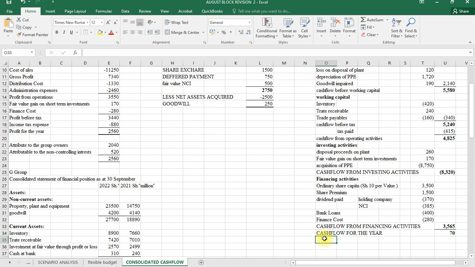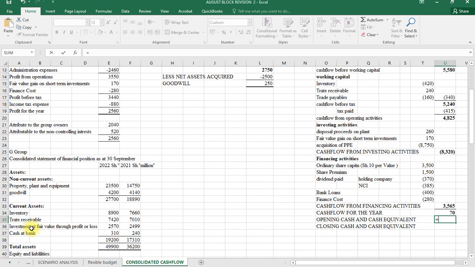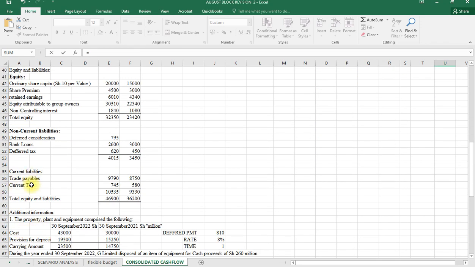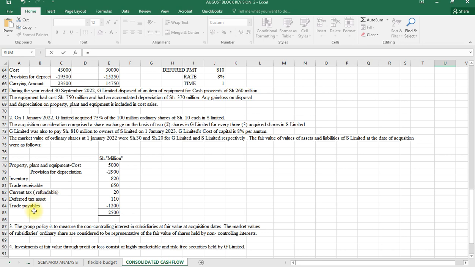Then you have opening cash and cash equivalent, and the closing cash and cash equivalent. So opening cash. Remember, we had this cash at bank. Did we have any overdraft? There was no overdraft. The one that we acquired, they did not have any again. They did not have any on this end. They did not have any cash.